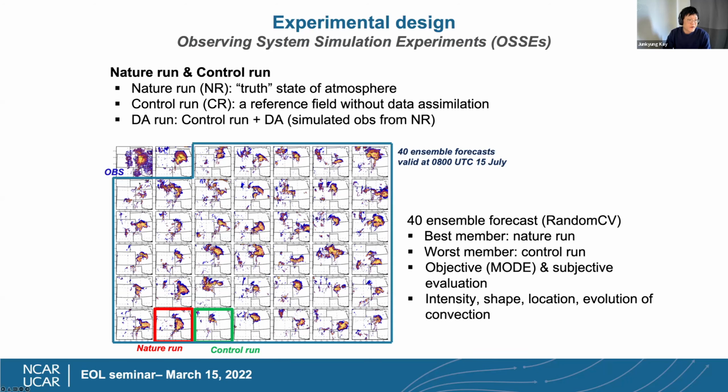And this is the real radar observation, and this is the selected nature run and the selected control run here. For this selecting procedure, I applied the objective analysis called MODE analysis. It evaluates the performance of each member in terms of intensity, shape, location, and the evolution of the convection.